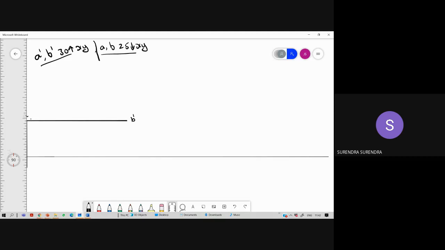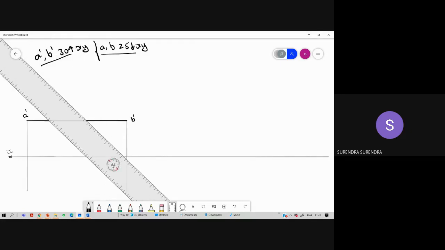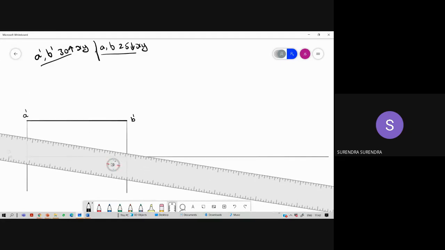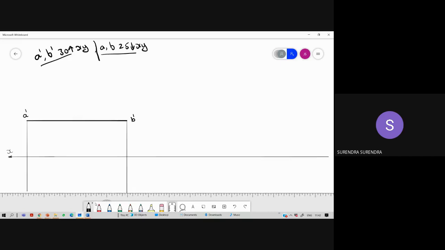Join the XY line and extend it 25 mm below the XY line. Similarly, from B draw a projection line and extend it to 25 mm below the XY line. Now join these two.